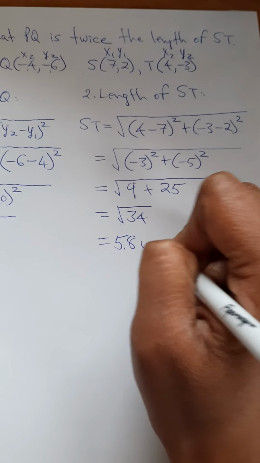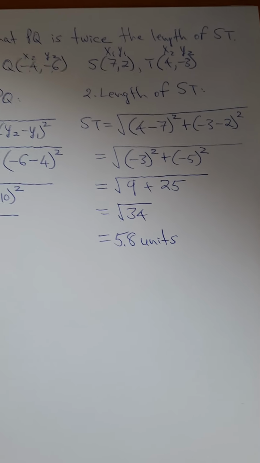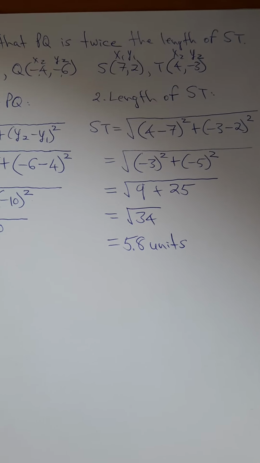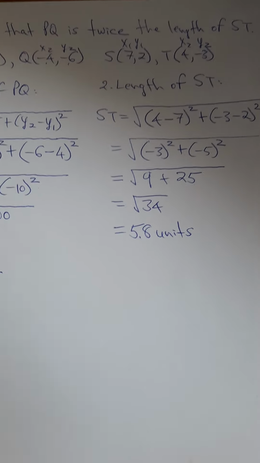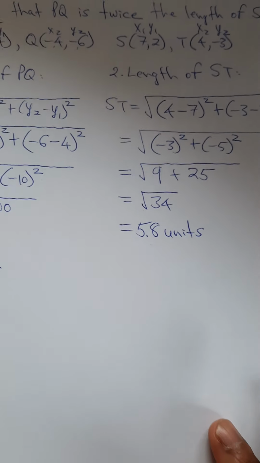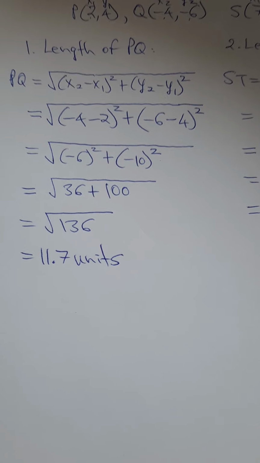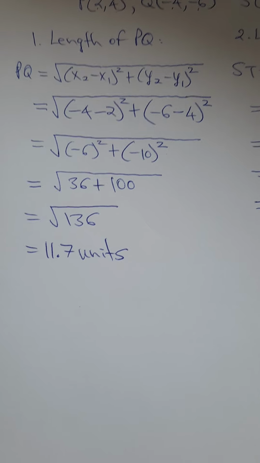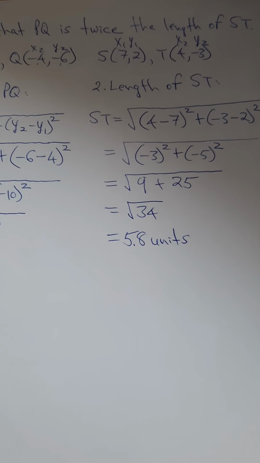Which is 5.8 units. So again, I'm just rounding it to 1 decimal place, just to keep it accurate. Now, you see, for ST, the length we got was 5.8, and the length for PQ is 11.7. We were verifying that PQ is twice the length of ST.